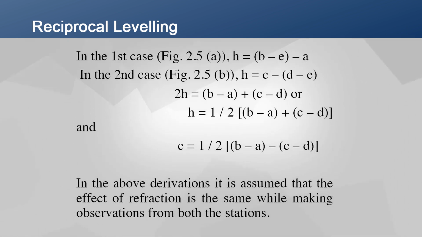However, if only one level is used, there will be a time lag in transferring the instrument to the opposite bank, during which time the value of refraction may change. Therefore, to ensure better results, some surveyors recommend the use of two levels, one at each bank, so that the sights are taken simultaneously.